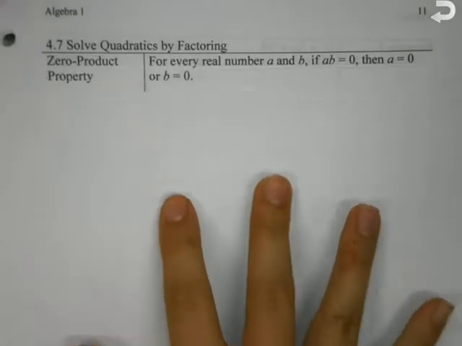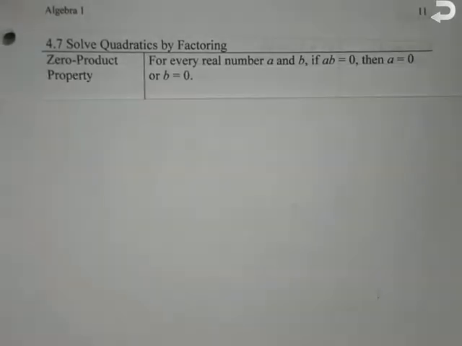Okay, guys, so today's lesson is 4.7. We're still factoring, but this time we're going to actually be solving. So you're going to get answers like x equals something, okay? We need to learn one new thing before we can go ahead and do this. It is called the zero product property.